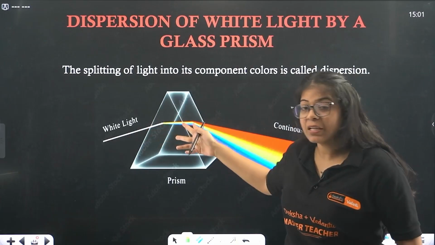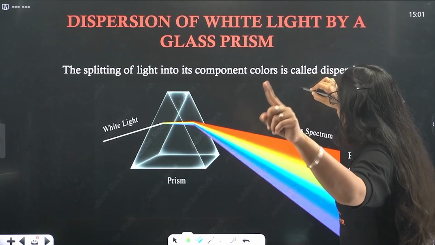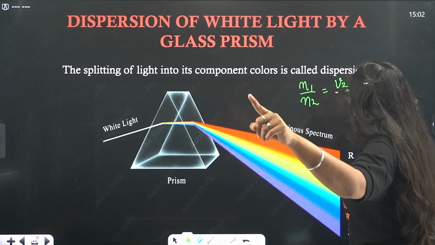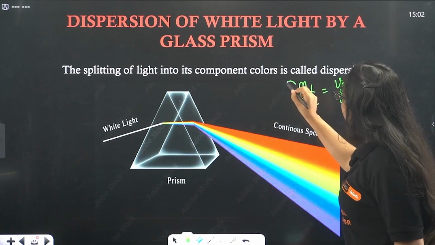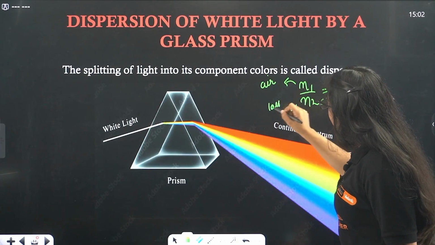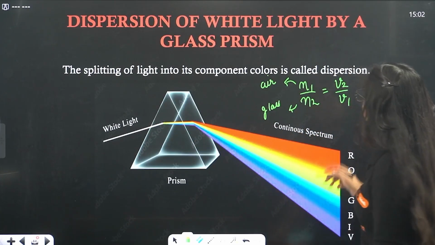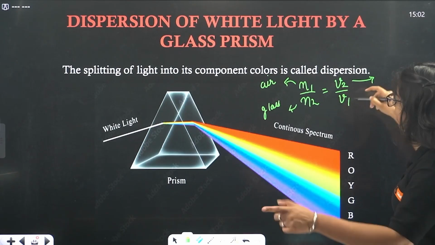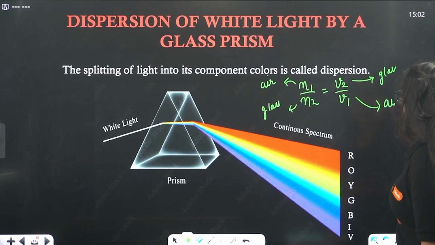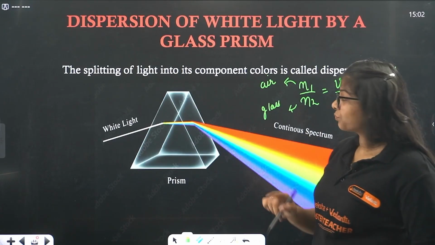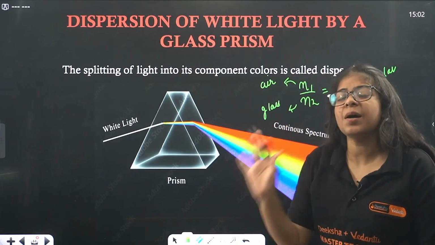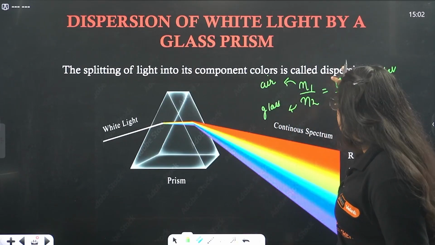So when they hit the refraction, what was the formula of refraction in light class? N1 by N2 equals V2 by V1. That means, see, N1 is air, N2 is glass in this case. Now this will be V2 of this light inside glass, and V1 will be air. But this is also related to the wavelength, which you will study in some time, this V2.